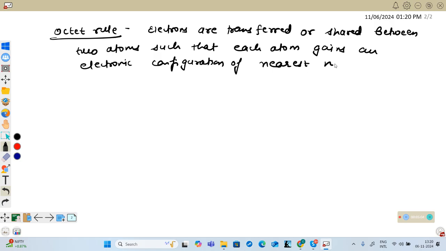The nearest noble gas. What is it? ns2 np6. You will see group 18 elements, the last valence shell electronic configuration is ns2 np6. Got it? This arrangement is considered as the octet rule.